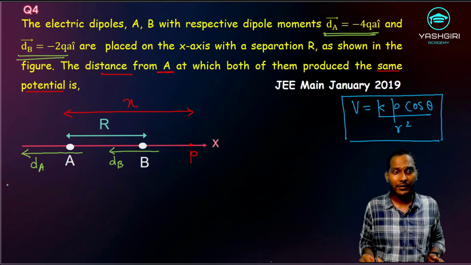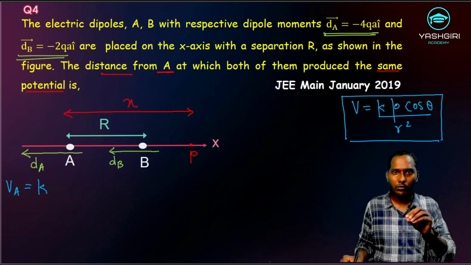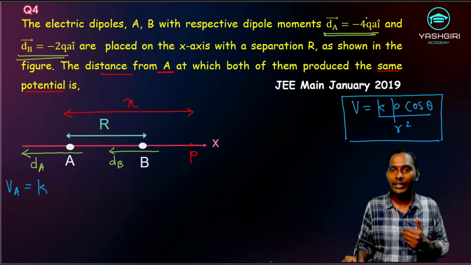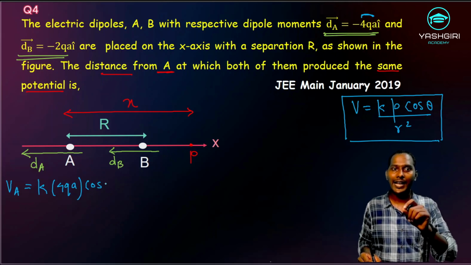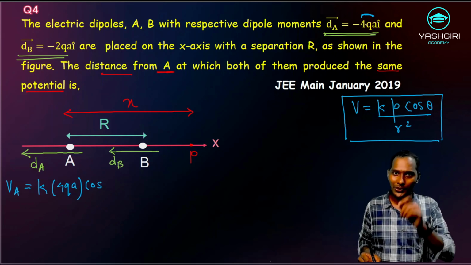If you see, students, the electric potential at point P due to A will be k times p, where p is the dipole moment, and I will be taking its magnitude, so that's 4qa here. So let me write it here: 4qa into cos of theta, where theta is the angle between the electric dipole moment and the position vector.